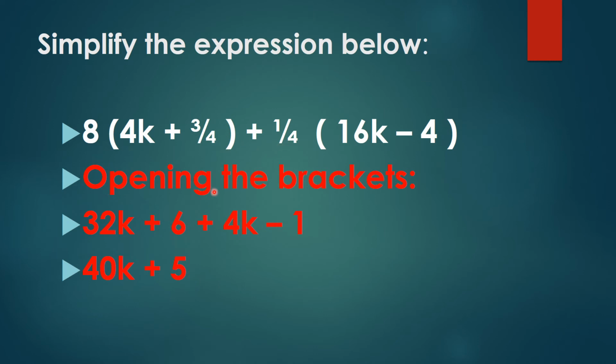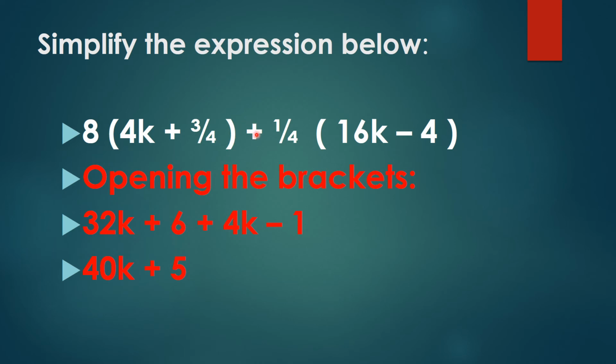So what you're going to do here is, let's try to open the bracket. Remember I told you last time, anything you see here must be multiplied by everything which is inside the bracket. So let's start with 8 times 4k. Opening our brackets, 8 times 4k is 32k. We write this sign which is plus. 8 times 3 over 4. Remember this is just a number, a fraction. So 8 times 3 over 4, by 4 here is 1, by 4 here is 2. 2 times 3 is 6. So it is just 6, a number.